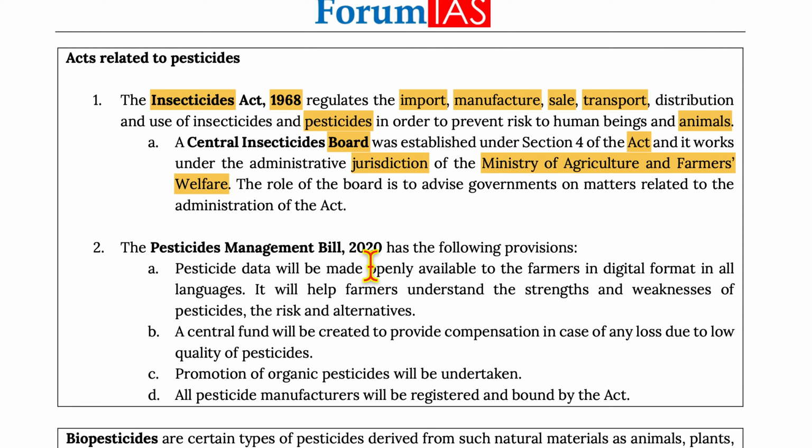The Pesticides Management Bill of 2020 has the following provisions. Pesticide data will be made openly available to farmers in digital format in all languages. It will help farmers understand the strengths and weaknesses of pesticides, the risks, and the alternatives. A central fund will be created to provide compensation in case of any loss due to low quality of pesticides. Promotion of organic pesticide will be undertaken. All pesticide manufacturers will be registered and bound by the Act.